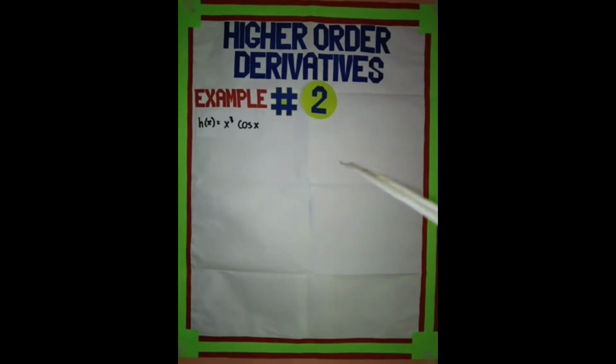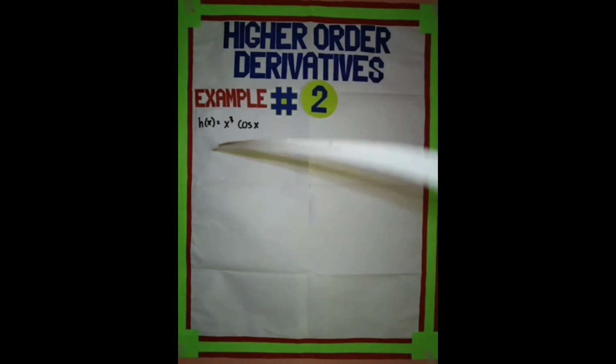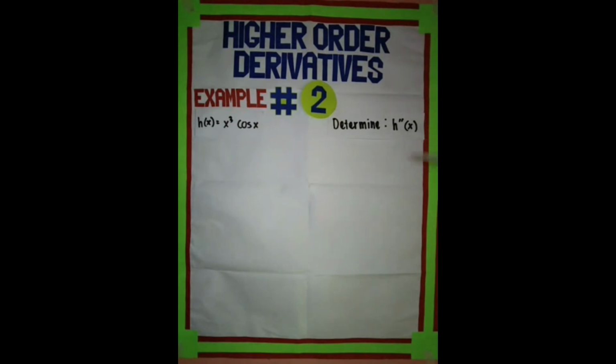Next is example number 2. h of x is equal to x cubed cosine x. What we need to determine is the second higher derivative. In this problem, we're going to use the product rule, which says the derivative of f times g is the derivative of the first part, f prime, times the second part, plus the first part times the derivative of the second part, which is g prime.